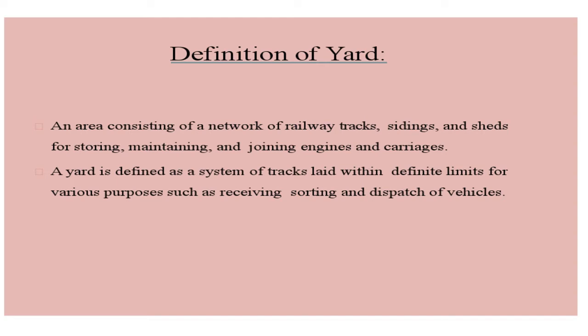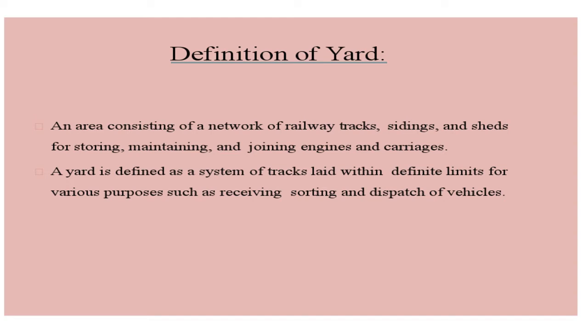So this can be our railway stations itself where the passengers go and enter into the trains. Because you can see a network of railway tracks there, and in the railway tracks itself you can have platforms. You'll be having sheds where you can store and maintain the engines and carriages. So it can be simply the railway stations itself sometimes. Sometimes some separate yards will be there for this distribution process.